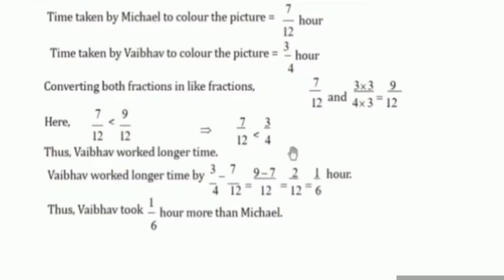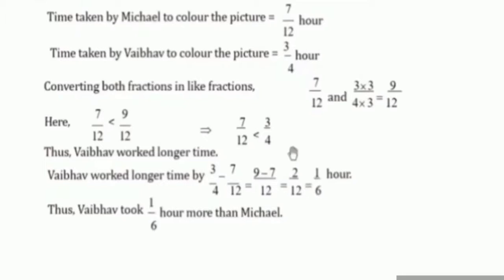Okay, so first we will convert into like fractions. So how we will convert? See the denominators. One is 12 and one is 4. So the LCM is what? 12. So this 3 upon 4 we will convert, means the denominator we will convert into 12. So here we will multiply 3. So 3 upon 4 into 3 upon 3, 3 threes are 9. So 9 upon 12 this will come.